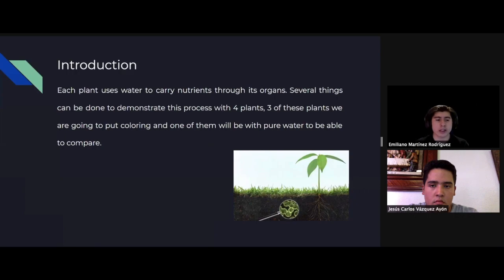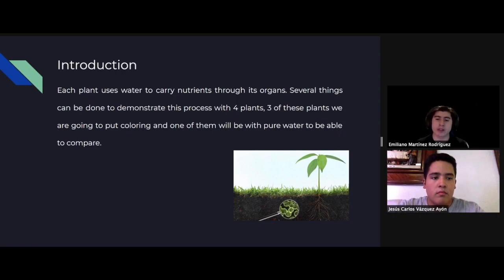The introduction. Each plant uses water to carry nutrients to its organs. Several things can be done to demonstrate this process. With 4 plants, in 3 of these plants we are going to put coloring and one of them will be with pure water to be able to compare.